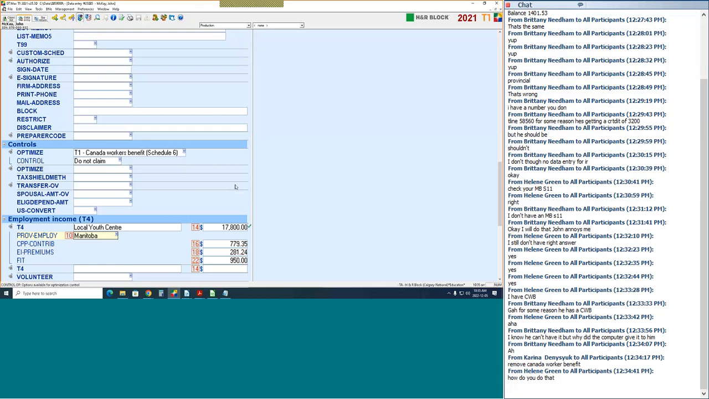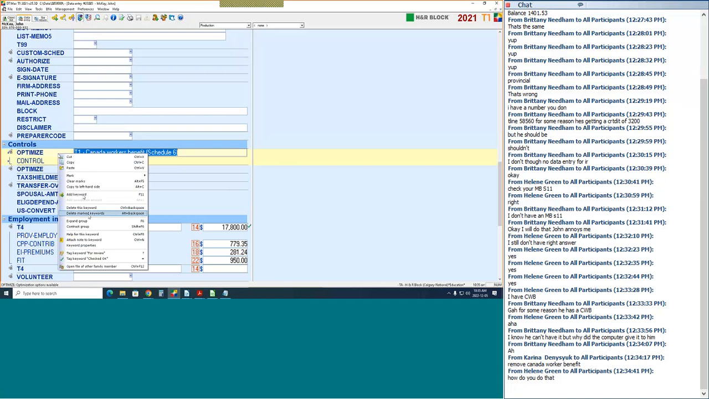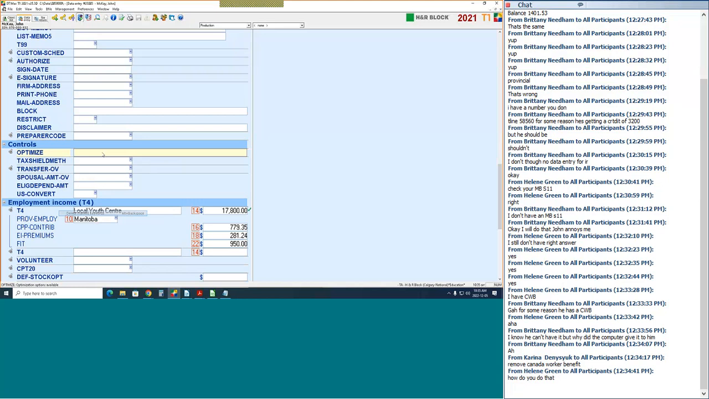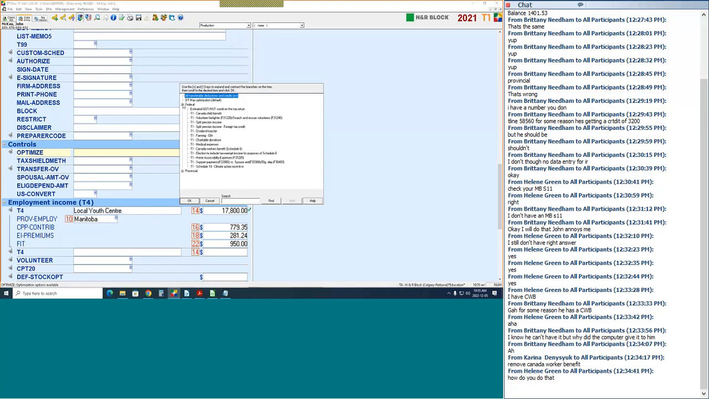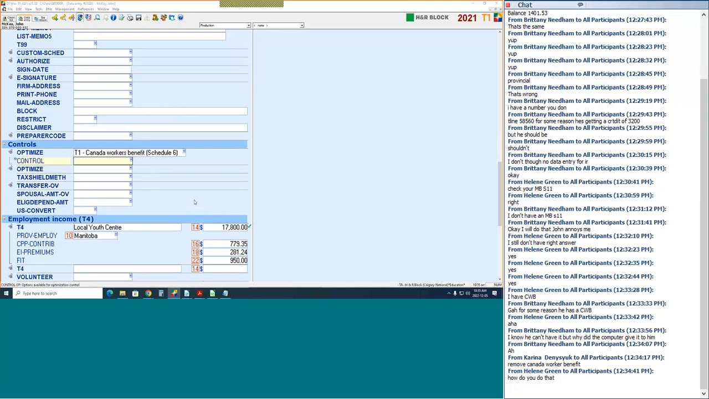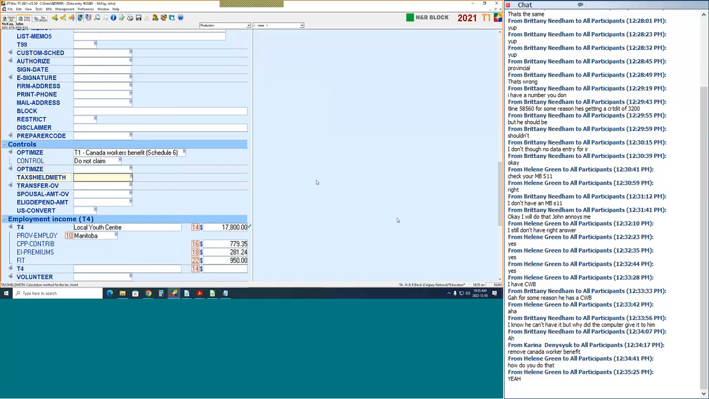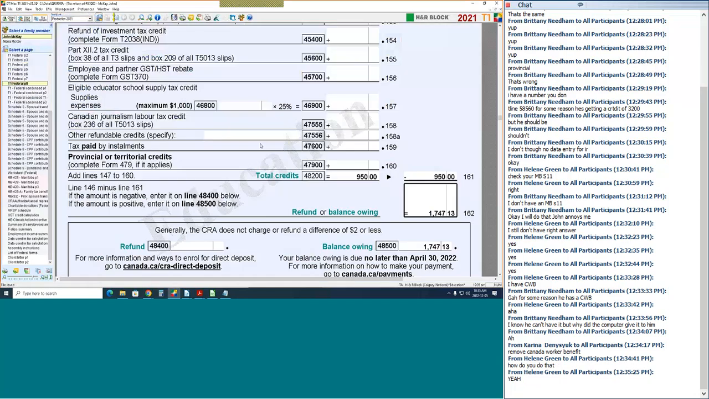So I'm going to take this out and then I'm going to put it back in and show you. So optimize is my keyword. It's in controls, into federal. I'm going to find Canada Workers Benefit, which is most of the way down at the bottom where it says Schedule 6, say OK. Go to the next line where it says control and say do not claim. And that will take my Canada Workers Benefit out because he's not entitled to it. Did we do it?